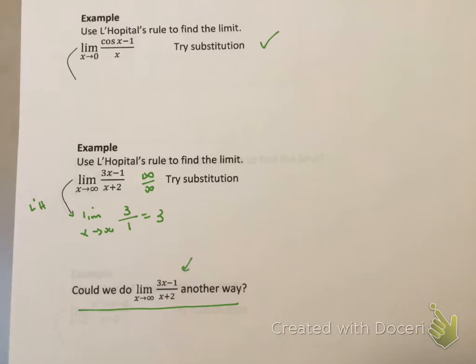This is a rational function, and because it's a rational function, when we take the limit as x approaches infinity, we're talking about the end behavior. The end behavior is going to be whatever we get for the horizontal asymptote. So if you looked at the horizontal asymptote and looked at the dominant terms, you're going to end up with a 3.